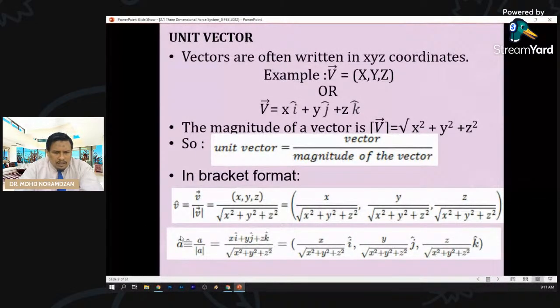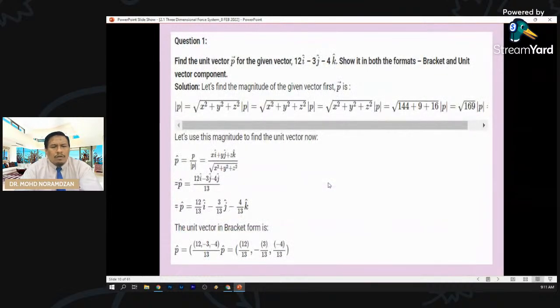This is the same equation, but you can see this x component goes with i, this is the j coordinate, this is the k coordinate. So an example of the unit vector is like this.